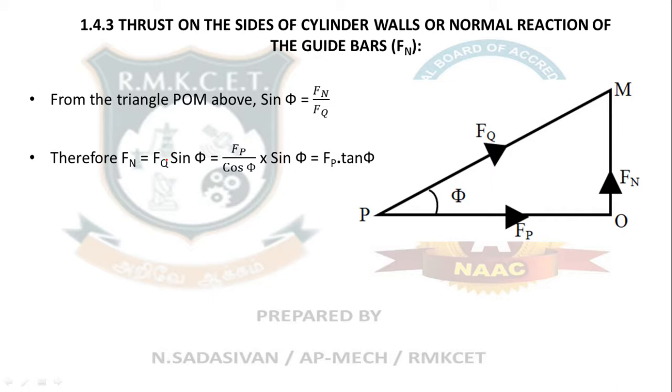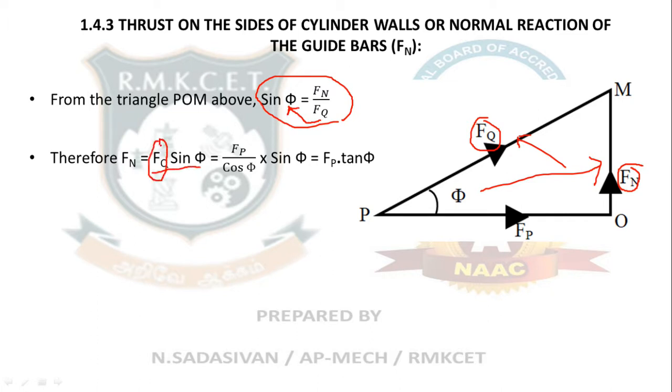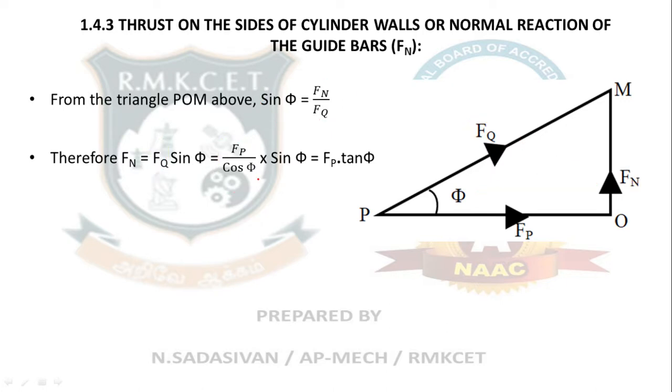So from this triangle, if I write sin phi, it equals opposite side by hypotenuse. Opposite side is Fn, hypotenuse is Fq. Just cross multiply this. So Fn equals Fq sin phi. So instead of Fq, what you have already derived, Fq equals Fp by cos phi. Put it here, Fp by cos phi into sin phi, correct? Now I can club these two things. Sin phi by cos phi is nothing but tan phi, Fp tan phi. So Fn, the normal reaction of the guide bars, equals Fp tan phi.